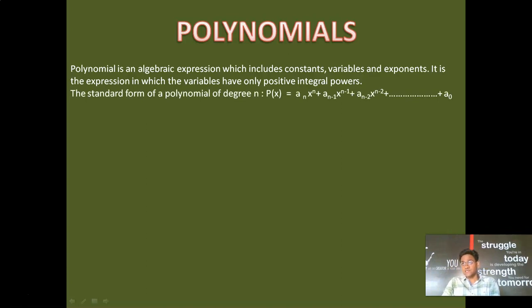Students, polynomials in standard form can be written in this way. You can see here capital P, I used for denoting a polynomial. You can denote a polynomial by any capital letter of the English alphabet. And in the bracket x is there. This x denotes the variable of this polynomial. I am writing this polynomial in variable x, a polynomial in one variable x.